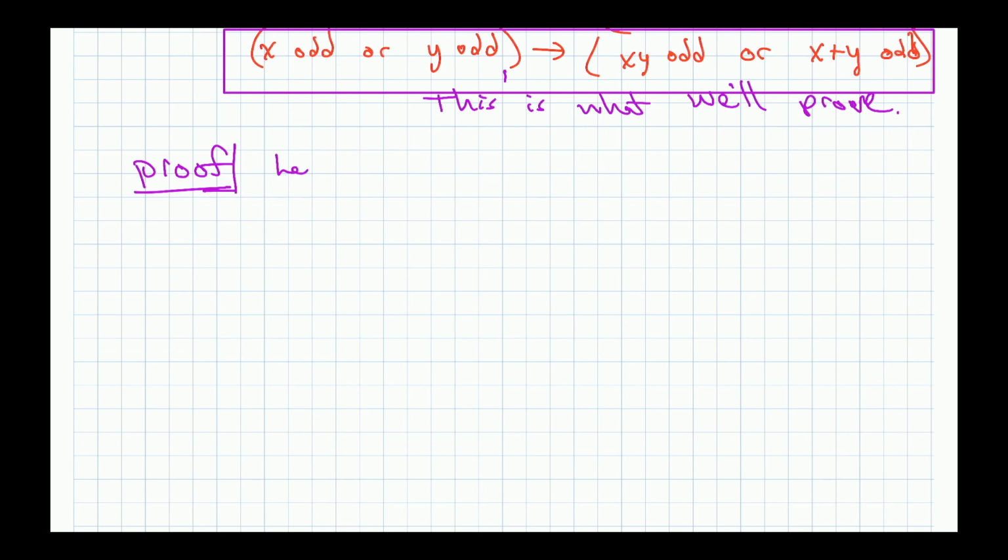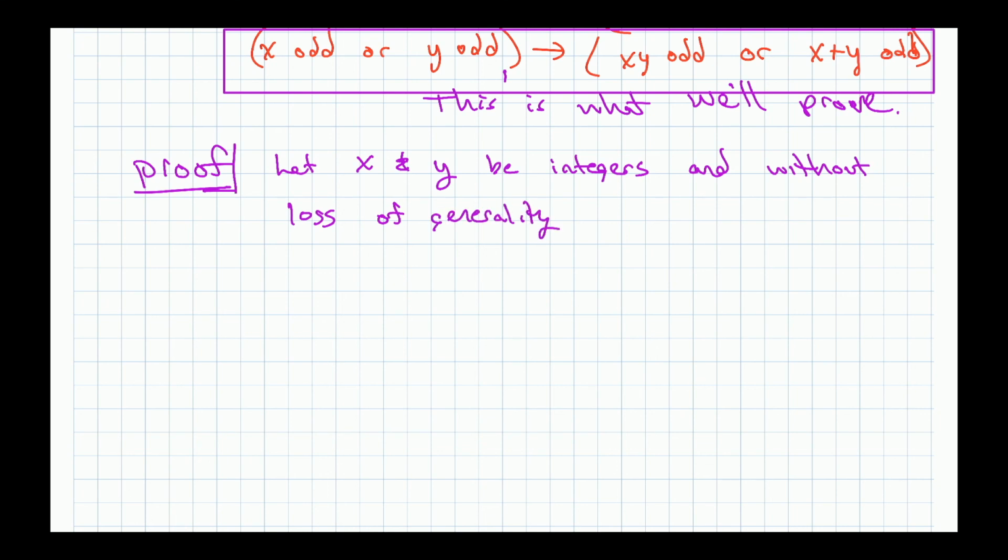Okay, so we got let x and y be even. No, that's not right. Sorry. Let x and y be integers is what I meant to say. And without loss of generality, I'm going to make an assumption. I want to write that a little nicer. So let x and y be integers, and what do we need to assume?